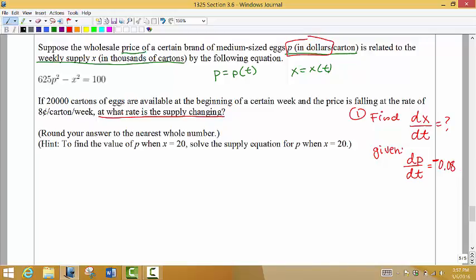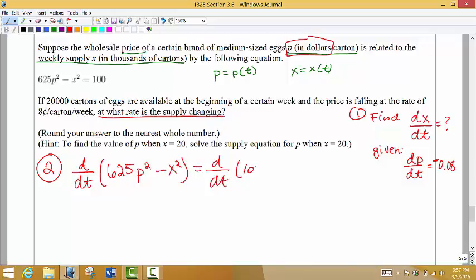All right. So the first thing I'm going to do is find out what rate we're asked to find and what rate we're actually given. The second thing we're going to do is take the derivative of both sides of this equation with respect to that common independent variable t. So I'm going to take the derivative with respect to time on both sides of this equation. Then we're going to simplify.